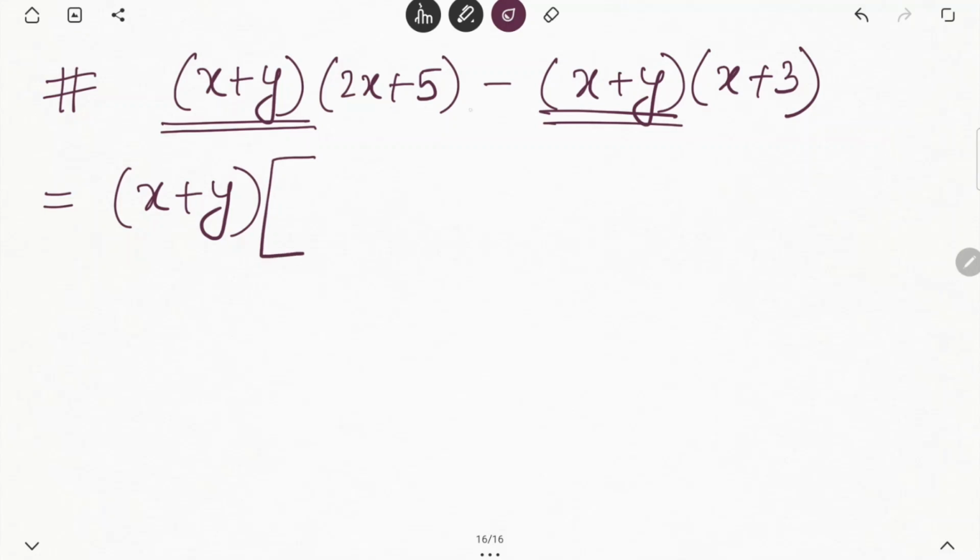So from the first term, what is left behind? 2x + 5. And from the second part, what is left behind? x + 3.